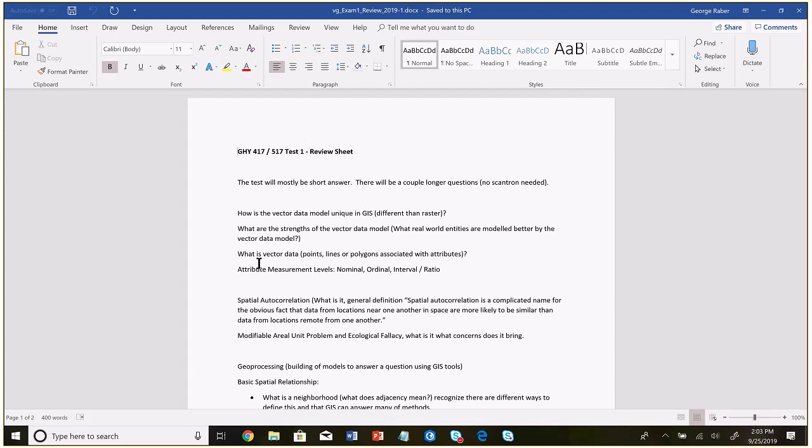So here, when I say what are the strengths of the vector data model, you might have to supply a real-world example of something that would be better modeled as a vector data model rather than as a raster data model. Elevation can be modeled in vector by using contour lines, but its strength isn't doing something like that. Its strength is in modeling something like a road network. That'd be very difficult to do in the raster data model.